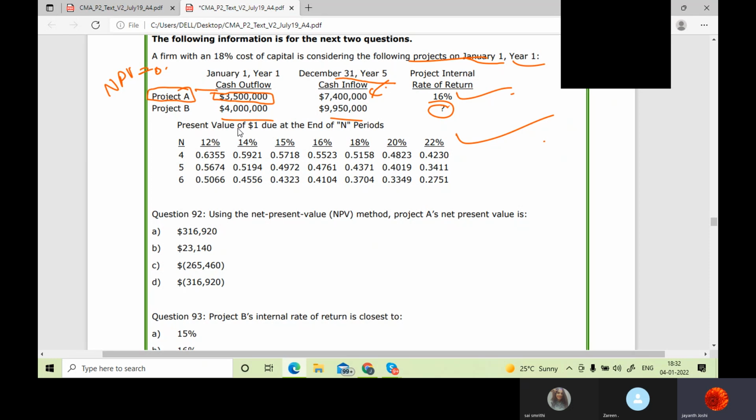So can you do this? And also you have to find out project A's NPV. I'm waiting. The question is very clear.